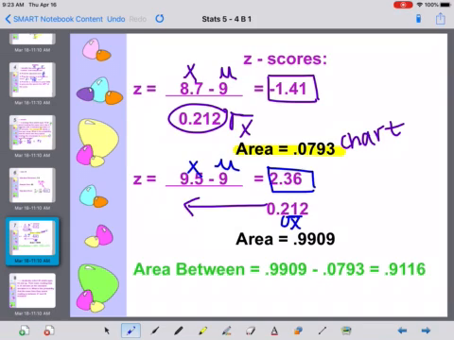Every time you see your z-score, you go to your chart. So you go to the positive side, you'd find 2.3 along the left, 6 across the top, and then it would give you this area of 0.9909. So this also came from your chart.